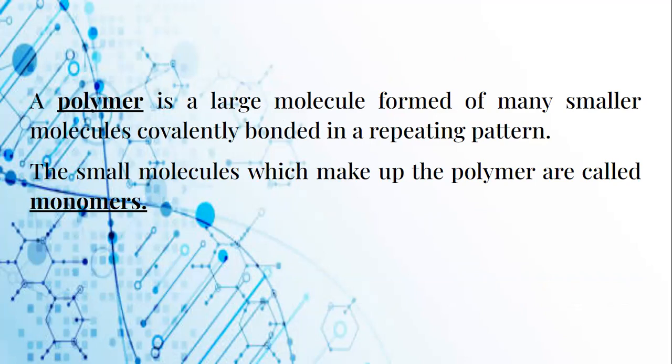This is a large molecule formed of many smaller molecules covalently bonded in a repeating pattern. So, ibig sabihin, kung ano yung itsura ng bonding nila, yung kadalasan ginagawa natin, yung may single bond, double bond, ayan. So, kung ano yung itsura niya, sa una, ganun pa rin yung itsura niya sa huli kasi repeating pattern lang sila. And the smallest molecule or the small molecule which make up the polymer is called the monomers.